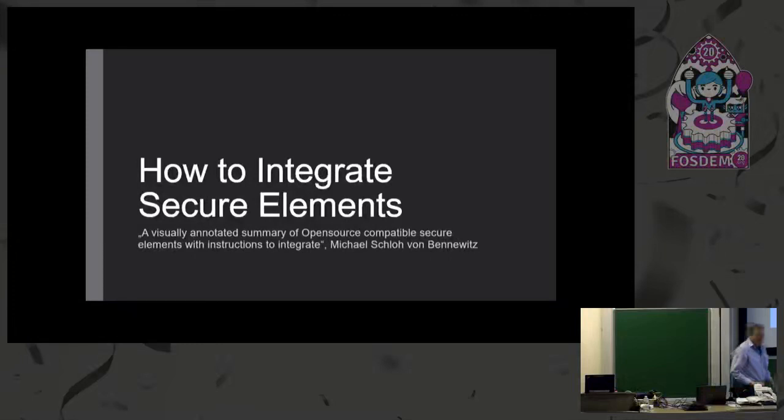All right, so we can start. This is the name of the presentation, how to integrate secure elements. This is going to be shortened from including secure MCUs and FPGAs because we only have 20 minutes.